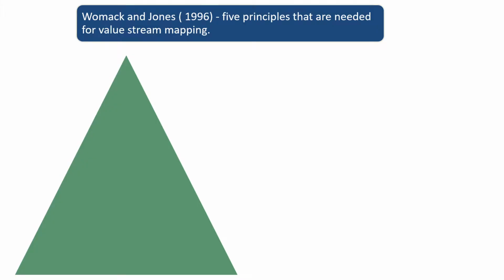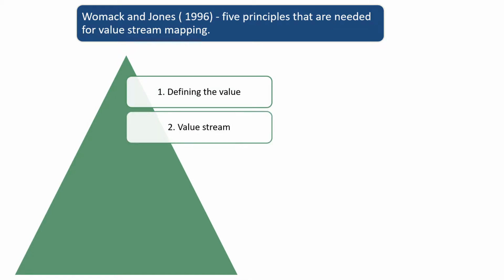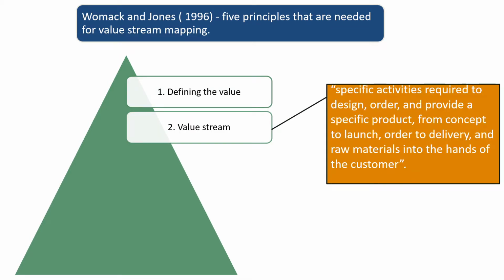We will begin with what Womack and Jones stated are the 5 principles that are needed for value stream mapping. The first principle is defining the value. It is capability provided to customer at the right time, at an appropriate price, as defined in each case by the customer. Second principle is value stream, and is defined as specific activities required to design, order, and provide a specific product, from concept to launch, order to delivery, and raw materials into the hands of the customer.